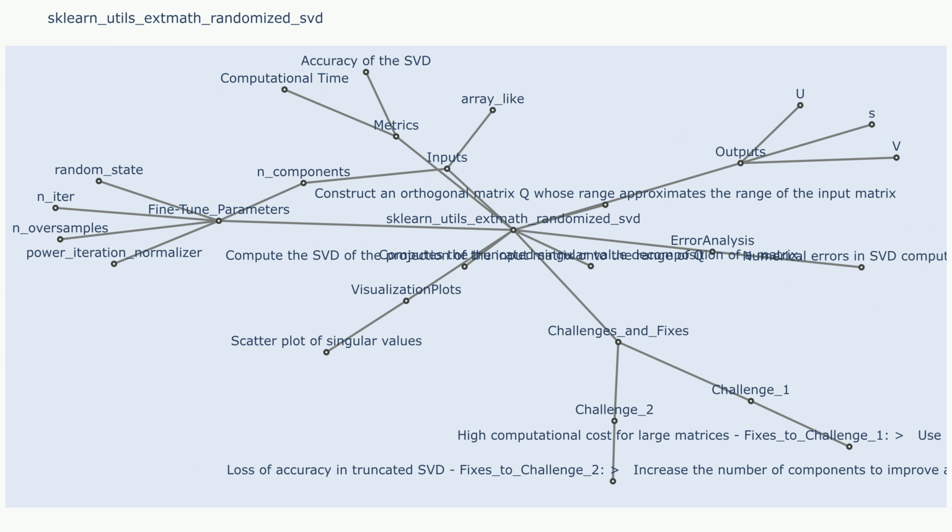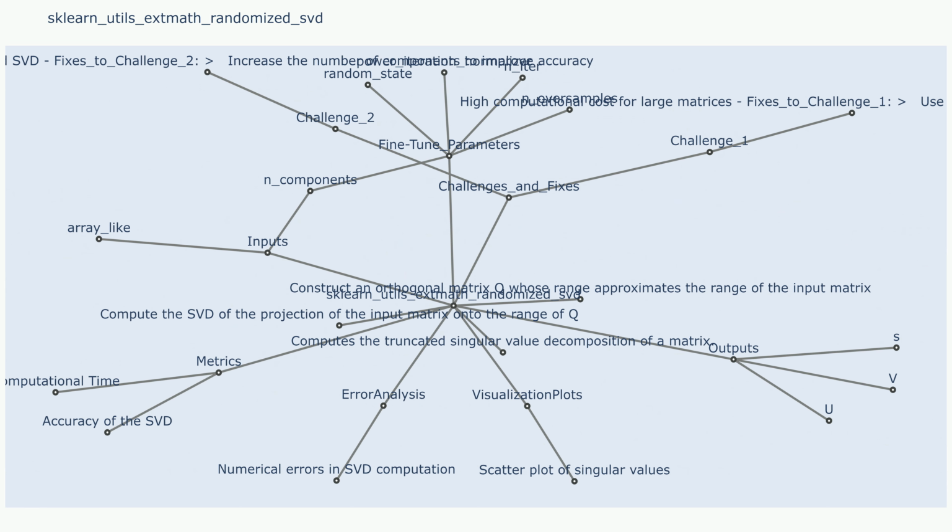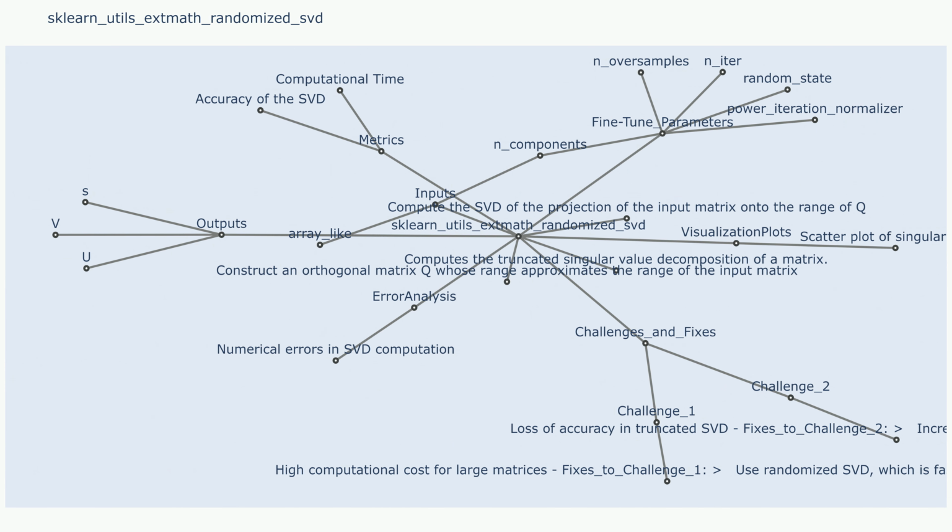Metrics: accuracy. The accuracy of the computed SVD can be measured by comparing the computed singular values and vectors to the results of the standard SVD algorithm. Visualization plots: singular value spectrum. A plot of the singular values in descending order can be used to visualize the distribution of the singular values.